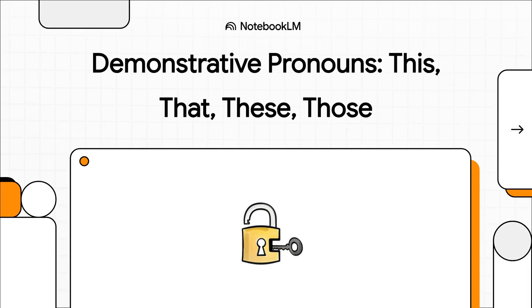Hey there! Let's talk about 4 words that can be a little tricky in English. This, that, these, and those. But what if I told you there's a super simple code to getting them right, every single time? Well, there is, and today we're going to crack it.